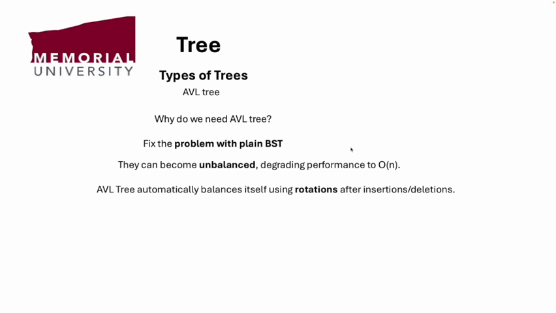So the AVL tree can automatically balance itself using rotation after insertion and deletion, right? So all the operations we design here, either search, insert, or delete, all these common operations remain big O of log n. So this means the AVL tree is guaranteed.